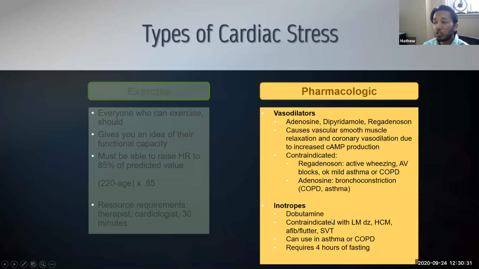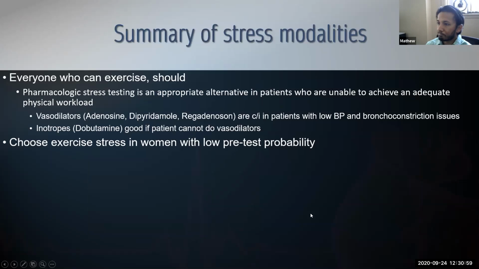When are you not going to use dobutamine? If they have left main disease or suspected left main disease, maybe based off an EKG that you have. If they have hypertrophic cardiomyopathy, AFib, flutter, or SVT. And it does require some fasting. So just be aware of that. But it's not really something that you have to counsel a patient on, because when they set up the testing, they'll talk to the patient about that. So the big takeaway from this is just know that if they have COPD or asthma, don't use the vasodilator. Use the inotropes instead.